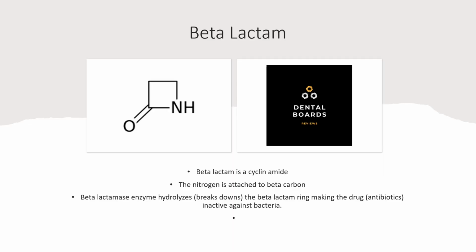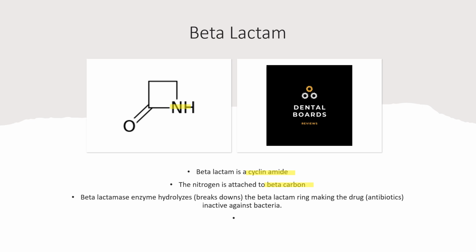So this is a beta-lactam ring. A beta-lactam ring is a cyclic amide. Cyclic, with a C, not a cycline. You can see it's a closed ring, and it's an amide because it has a nitrogen attached to it. The nitrogen is attached to the beta carbon.